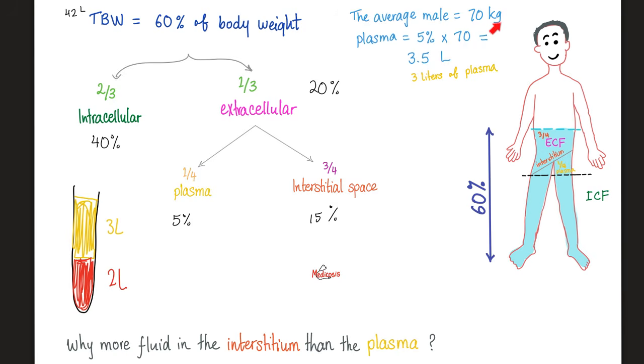Anyways, if this man is 70 kilograms, how much water is in that body? It's about 2/3. 60% times 70 equals about 42 liters of water in your body. This 42 liters is divided into 2/3 and 1/3. So this is about 28 liters and this is about 14 liters. And then 1/4 of the 14 is in the plasma. So this is about 3.5 liters. Let's just call it 3. You have 3 liters of plasma and 2 liters of red blood cells. Therefore, your total blood volume in your body is about 5 liters, give or take.